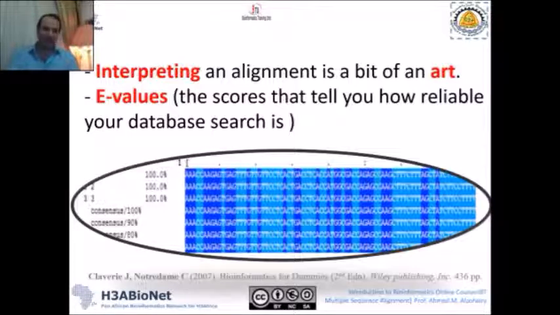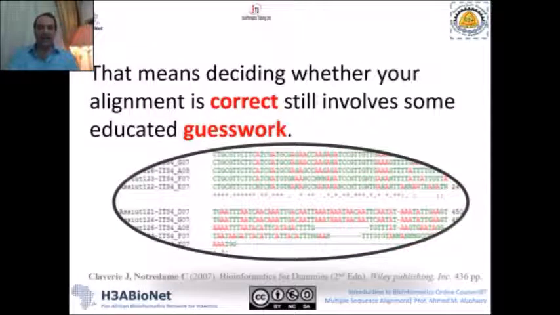Of course, I will not talk much about the e-value score, which tells you how you can rely on your result in your database search. And of course, e-value is very important, and I think in the last module we already described what e-value means. So, as we said, you decide whether your alignment is correct or not. This needs a lot of educated guesswork. So not just guesswork, but educated guesswork.